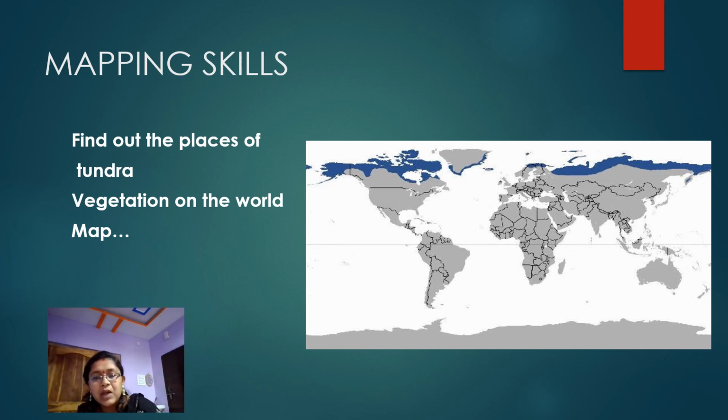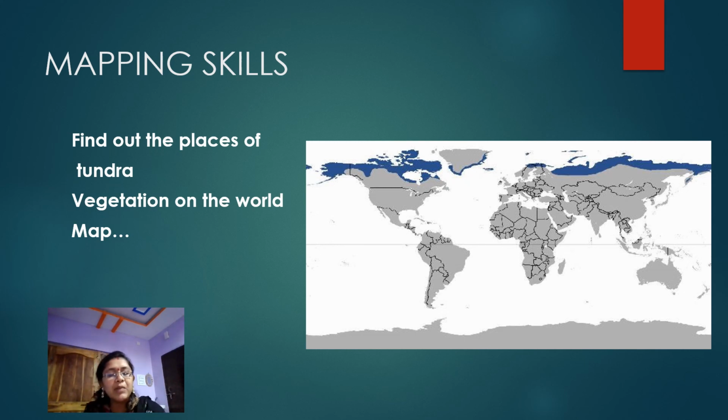We'll see the mapping skills also. For every lesson, you have to know where the places are actually located. So, tundra vegetation we were discussing. This tundra vegetation we have to point out on the world map. You can see in the picture the outline map of our world map. The blue area shows the location of tundra vegetation, the very cold regions where tundra vegetation is found.